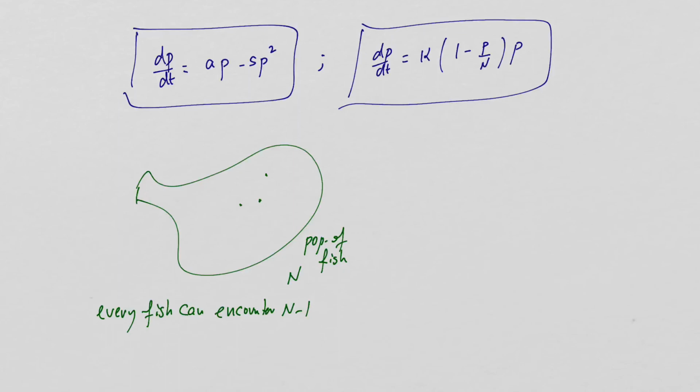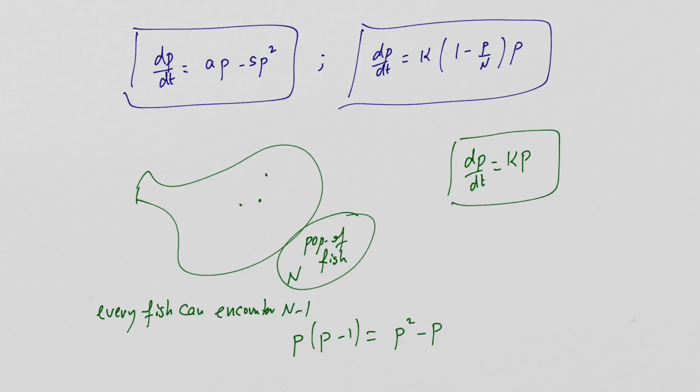And therefore, if you have the population P, it can encounter P minus 1. And if you multiply these together, you get P squared minus P. Now, remember, we only use this when the population size is very small. But most populations are very large, and for this reason, this is not very practical. We don't necessarily use this. We have to resort to these.